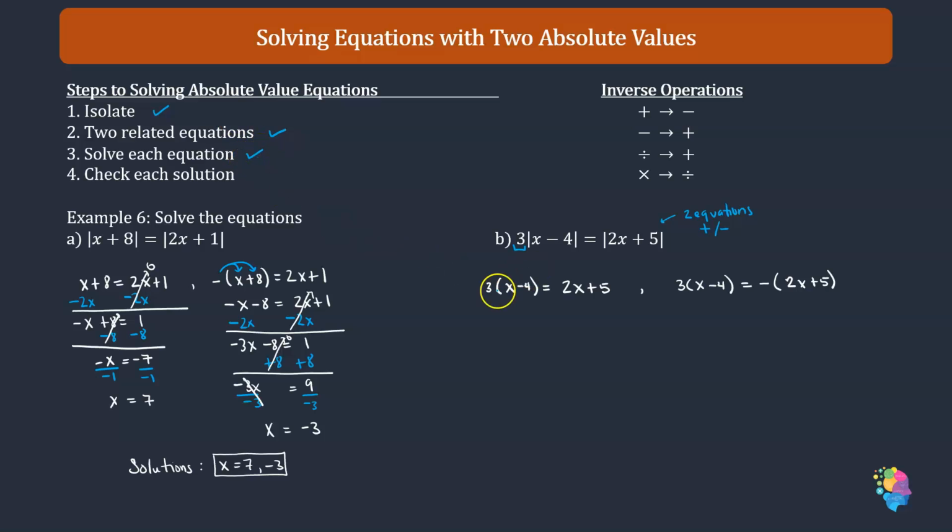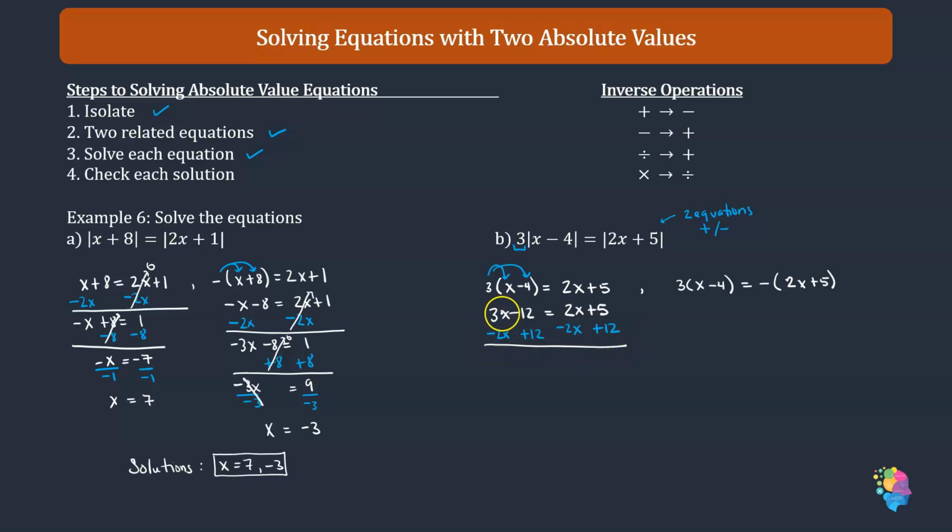Now we need to solve. Let's distribute the 3. So this becomes 3x minus 12 is equal to 2x plus 5. Let's move the variables to one side. I'm going to move the 2x to the left side. Since I know I'm moving the variable to the left side, I'm going to move the minus 12 to the right side. Basically doing two steps at the same time. Variables to the left, numbers to the right.